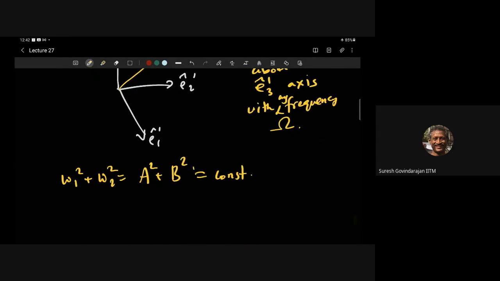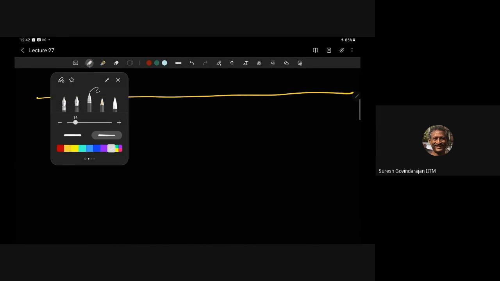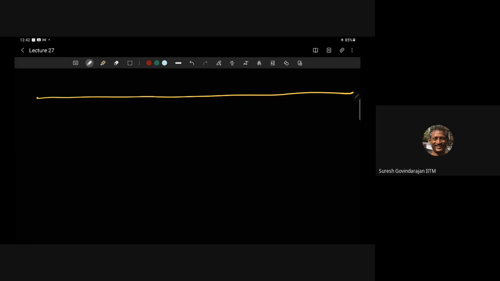Okay, so now that was our first simple example. Now we will do a fairly interesting example. So our next example, which we will start, is the following.